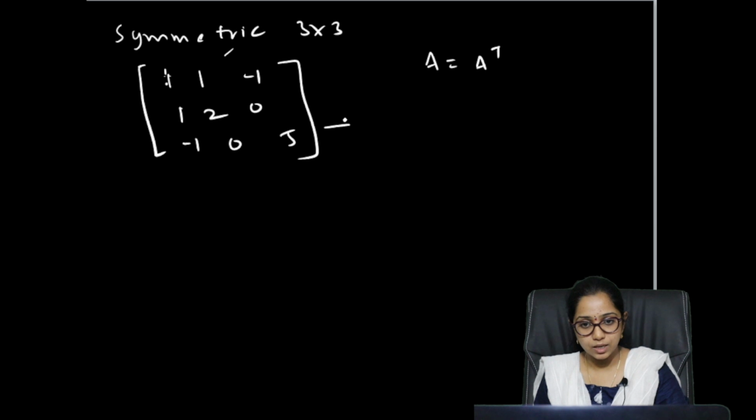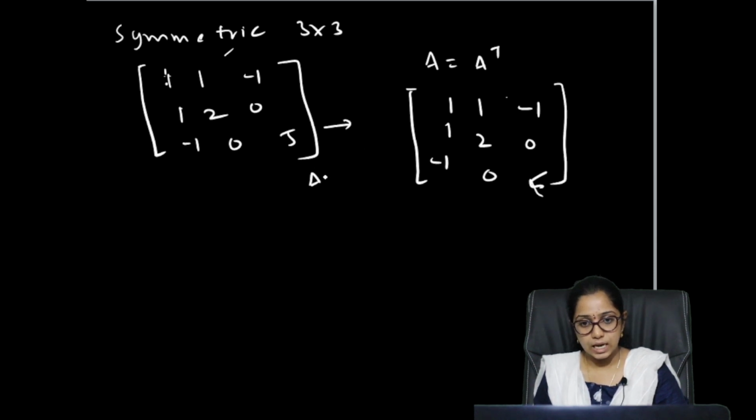Let me make a transpose of this matrix. Now I am interchanging the rows with the columns. So 1, 1, minus 1 will be 1, 1, minus 1. 1, 2, 0 will be 1, 2, 0, and minus 1, 0, 5. Precisely, A is again reflected here as A transpose. This is called a symmetric matrix.